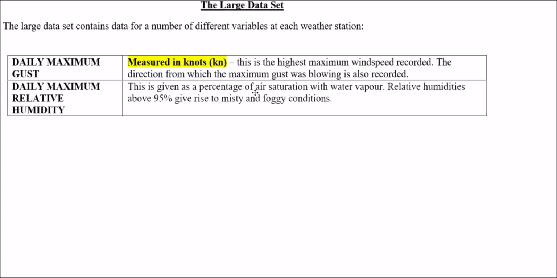Then we've got to consider daily maximum relative humidity. This is given as a percentage of air saturation with water vapour. Relative humidities above 95% give rise to misty and foggy conditions.